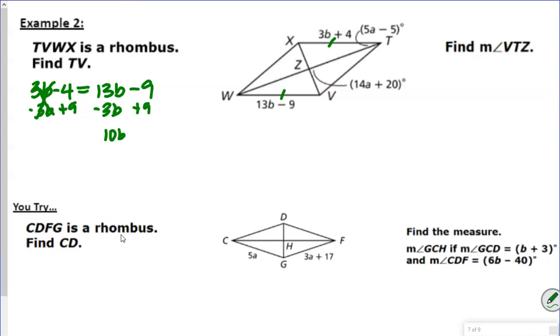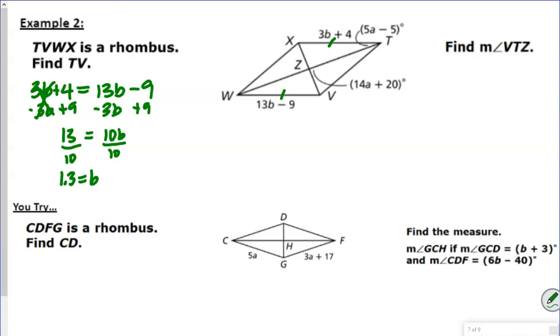Was that a minus 9, y'all? Oh, and that's a plus 4. Sorry. That's what I was like, something's wrong here. So I did this problem yesterday, so I remember. It's 13. Okay, then we're going to divide both sides by 10. So for b, we're going to get 1.3 is equal to b.